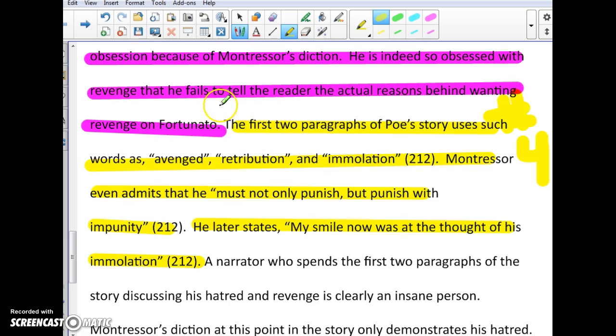If you would read this with me, it says, "The first 2 paragraphs of Poe's story use such words as avenged, retribution, and immolation. Montresor even admits that he must not only punish, but punish with impunity. He later states, 'My smile now was at the thought of his immolation.'" Another thing that this student does that all students need to make sure they do is include the page number in parentheses at the end of the sentence. That is the page number that these quotes, these words, appear on in the text.